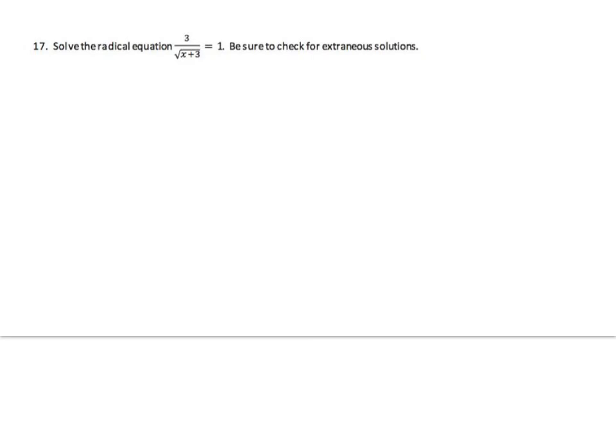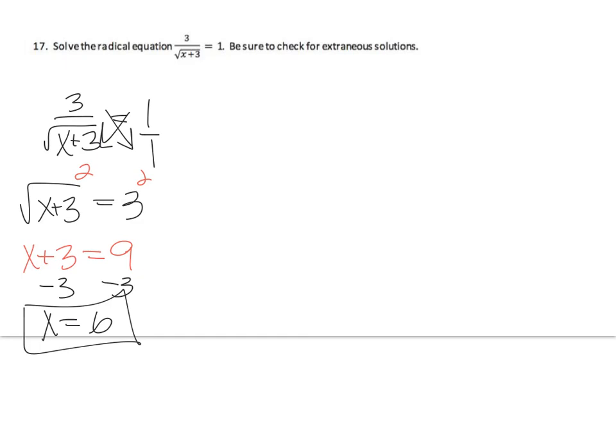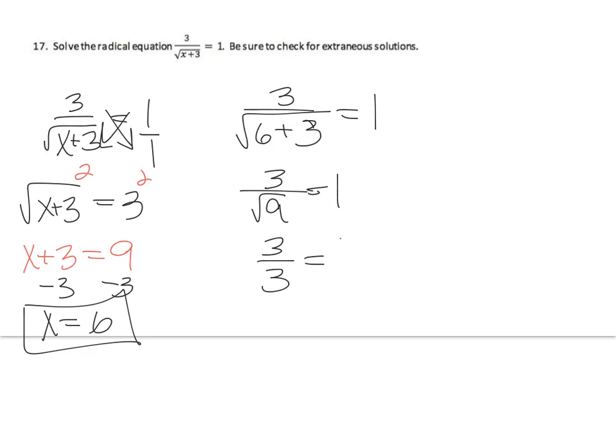Okay, solve the radical equation. 3 over square root of x plus 3 equals 1. You can multiply by an equivalent fraction or just cross multiply. I have square root of x plus 3 equals 3. Then I can square both sides. X plus 3 equals 9. Subtract 3 from both sides, and I get x equals 6. Let's go ahead and check it. 3 over square root of 6 plus 3 equals 1. 3 over the square root of 9, 3 over 3 does equal 1.